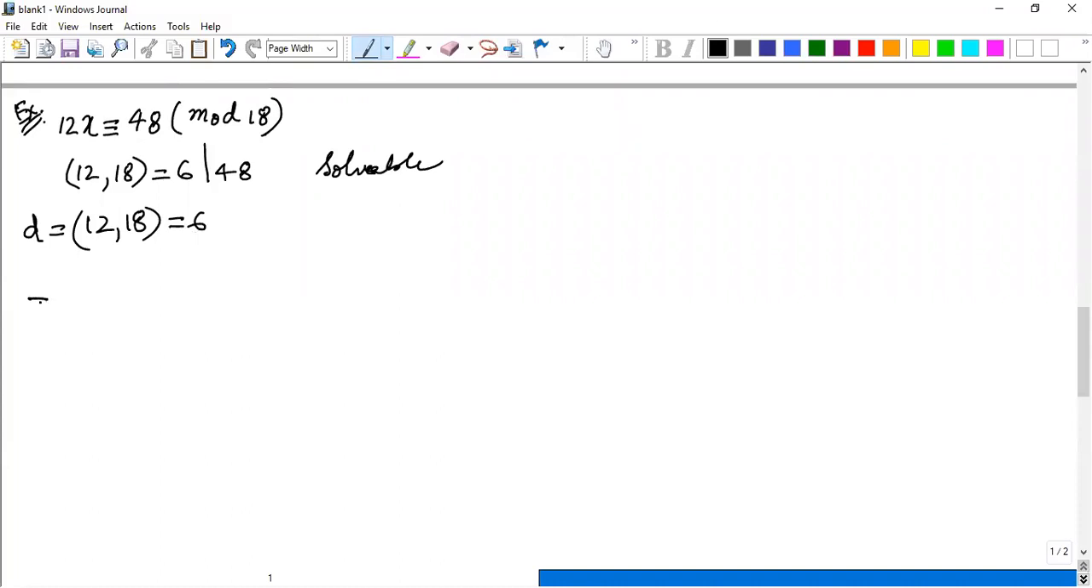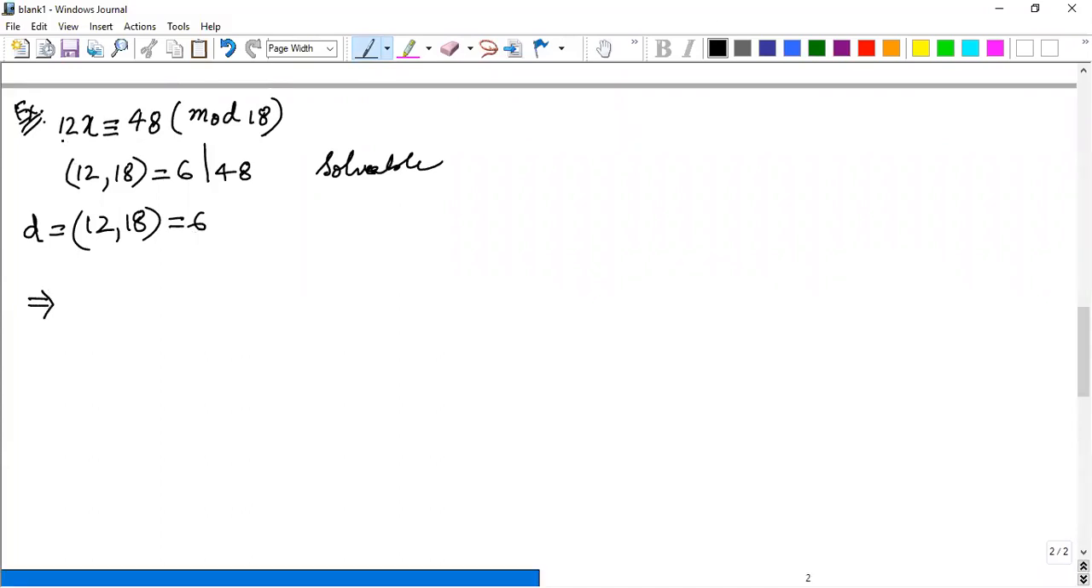So it means we can divide by a common factor. It's better to write 12 times x congruent to 12 times 4 modulo 18. So we have a common factor 12 here.